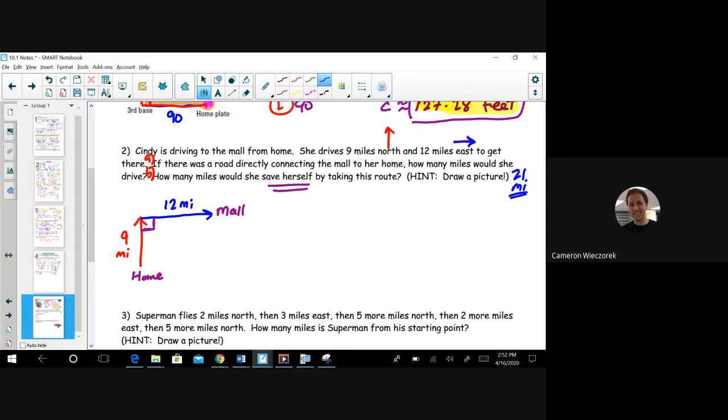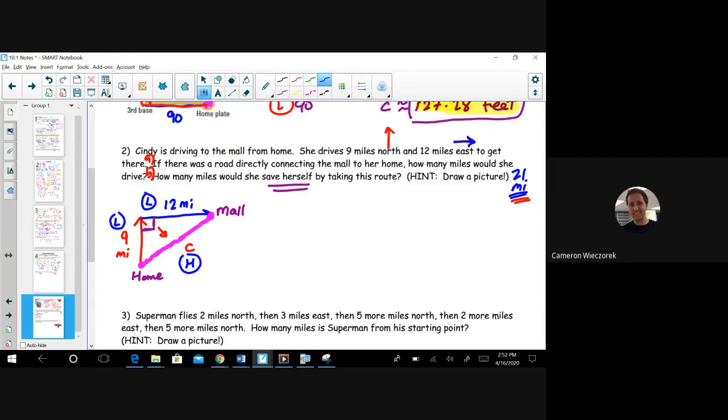So then they said, though, if there was a road directly connecting the mall to her house. So I'm going to do the same thing I did in the baseball diamond. I'm going to put pink dots. Mall, house. What if we had a direct road that just connected those two together? It would be shorter than 21 miles. So we first want to figure out how long is that distance. Well, that's the hypotenuse of the triangle. So there's C. This is a leg. This is a leg. This is my hypotenuse.